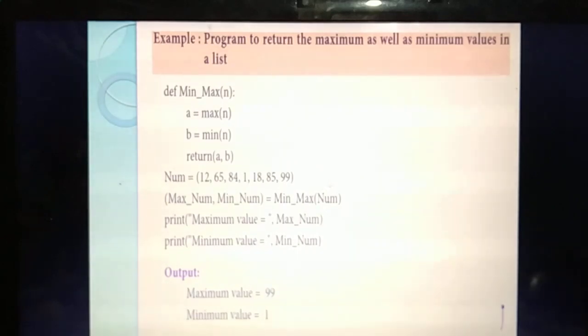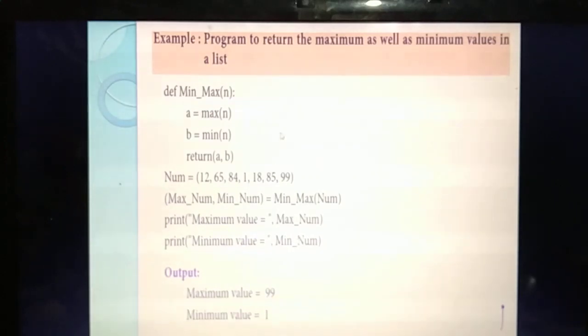Next you are calling the function. What's the function name? Min max. Inside which one do you need to pass? Num. Okay. So inside this you are going to find the maximum number as well as the minimum number. The maximum number you are giving in max of num, the minimum number you are giving in min of num. Next you are going to print. You need to call which variable? Max of num. The minimum value you need to print in min of num.